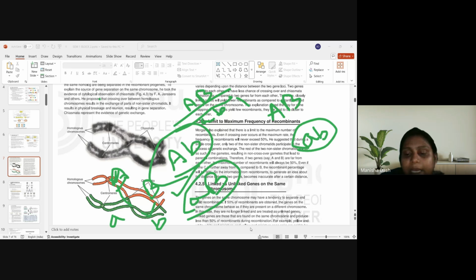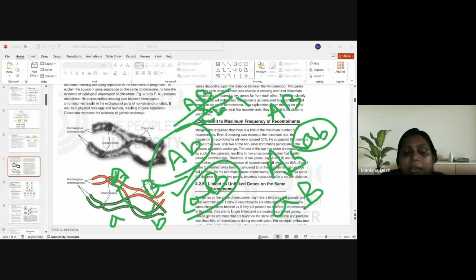Now the linkage could be of two different types: 100% linkage, or complete linkage. Complete linkage means the genes are very close to each other and will never be separated from each other. In incomplete linkage, as we saw in this case, the genes can undergo recombination, where you can have a round gene with wrinkles, a yellow gene with wrinkle shape, and a green gene with round shape.